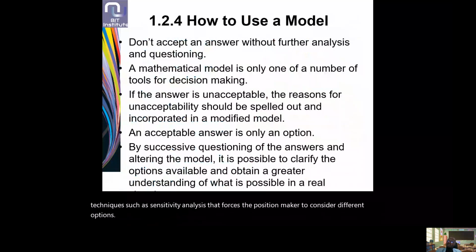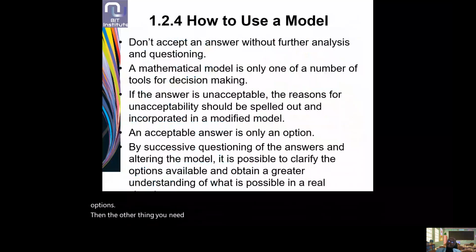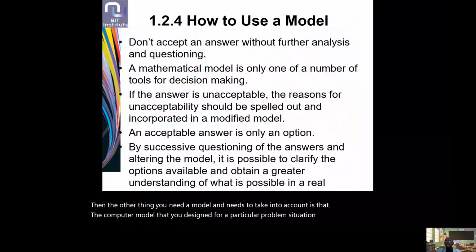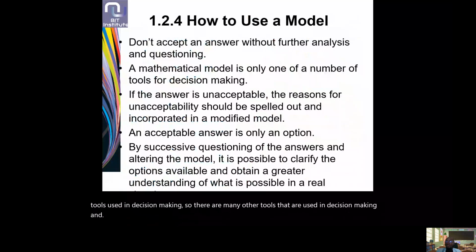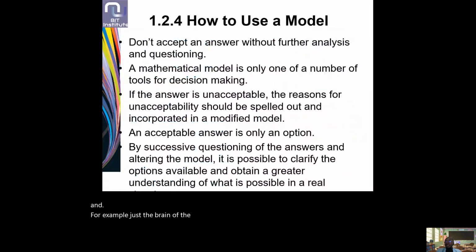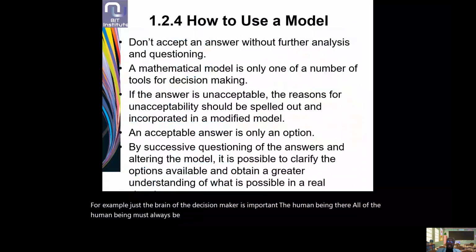Then the other thing a modeler needs to take into account is that the computer model that you design for a particular problem situation is only one of the tools used in decision making. There are many other tools used in decision making. For example, the brain of the decision maker is important. The role of the human being must always be recognized. So the model has its place. A model is only one of the tools used for decision making.